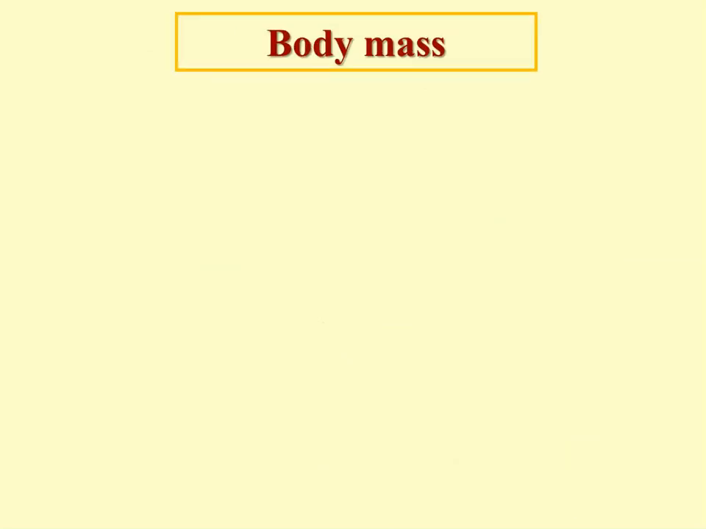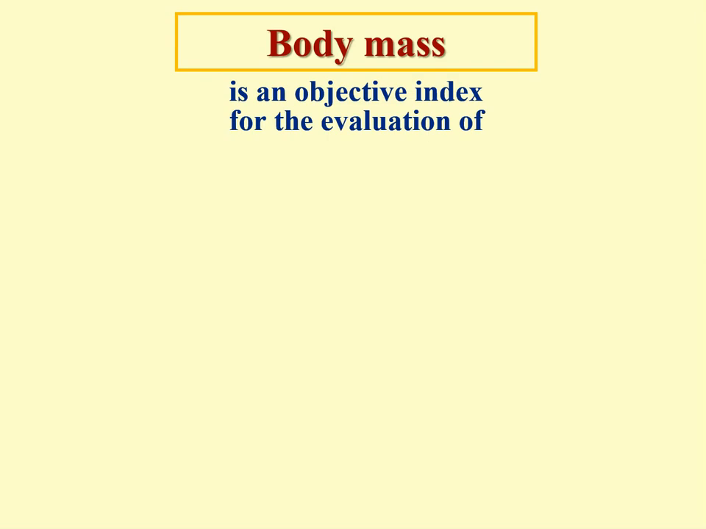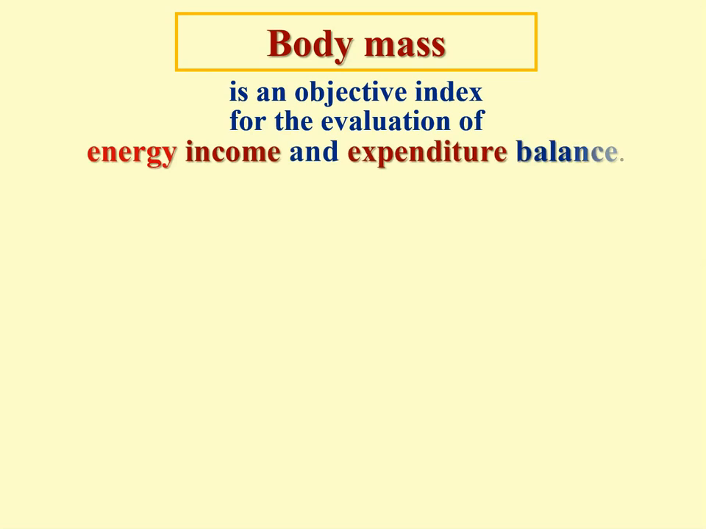So now we need to estimate the body mass, because before deciding how many calories we need to get, we need to know, do we need constant balance or is it necessary to correct something. And body mass is the objective index for the evaluation of energy income and expenditure, of energy balance.